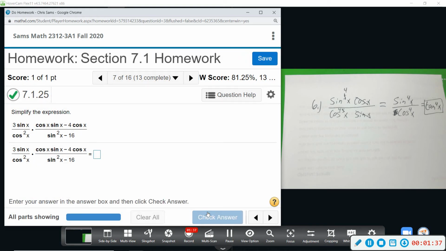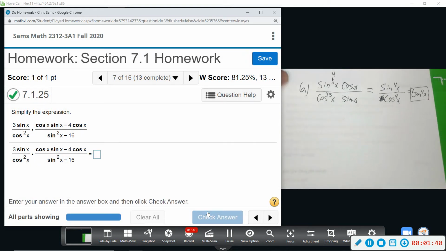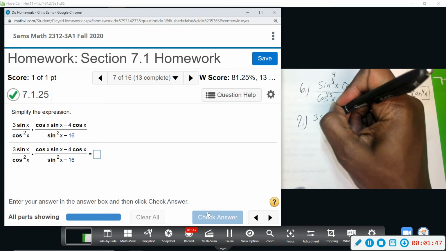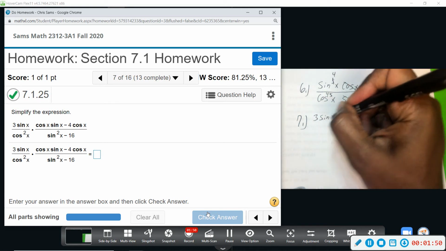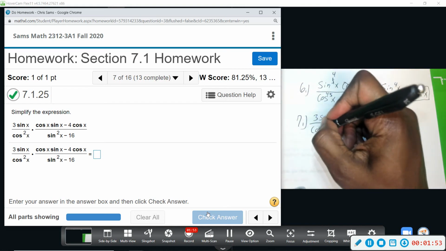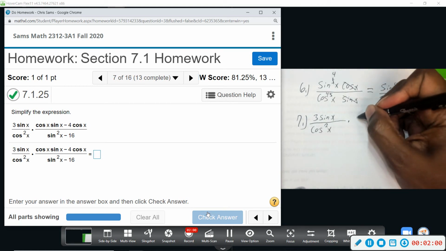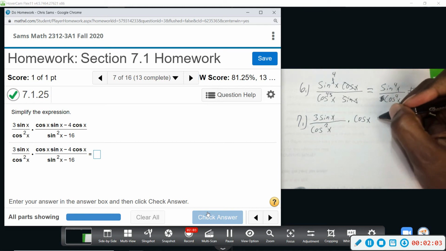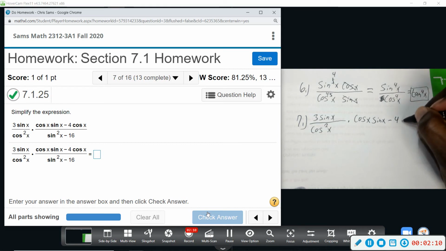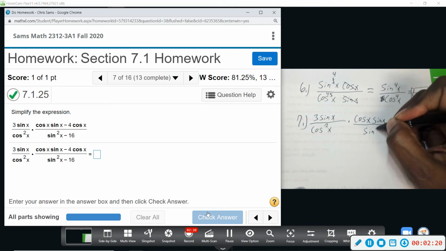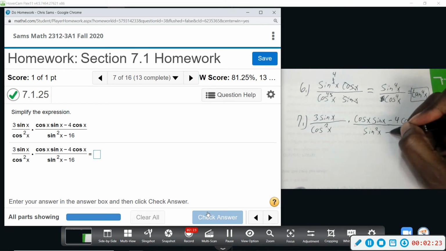I'll do a similar one here. Number 7, we are given 3 sine of x divided by cosine squared of x times cosine x sine x minus 4 cosine x, and that's all over sine squared x minus 16.